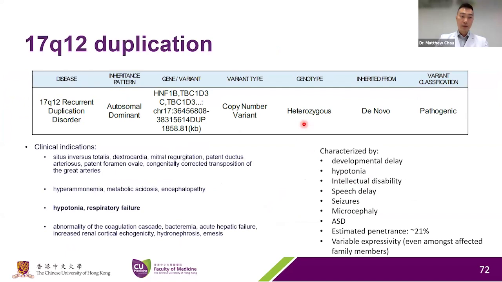And lastly, the 17q12 duplication, which is characterized by developmental delay, hypertonia, and some neurodevelopmental abnormalities. This is also a reduced penetrance locus, and there's variable expressivity. Nonetheless, this was a pathogenic finding.